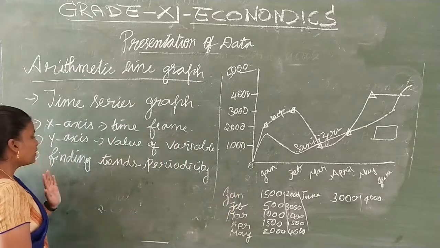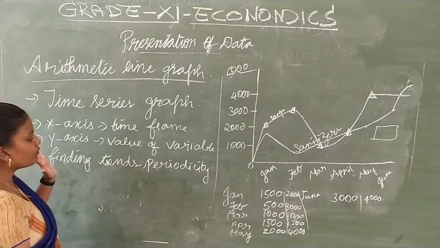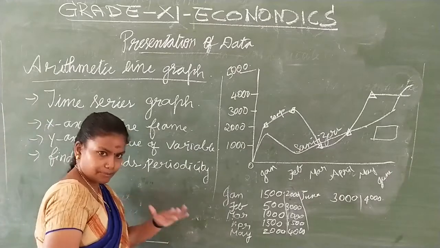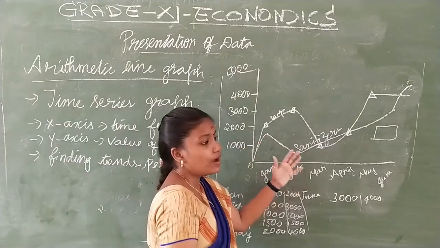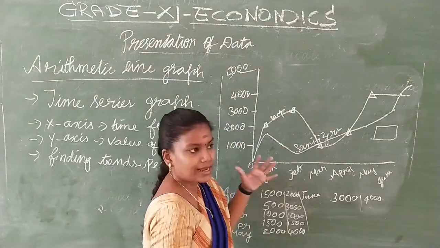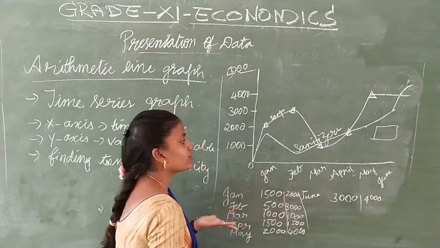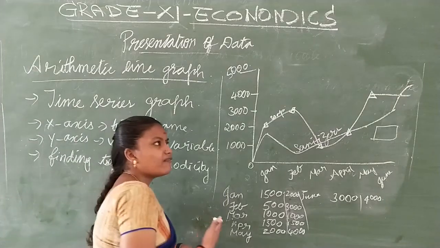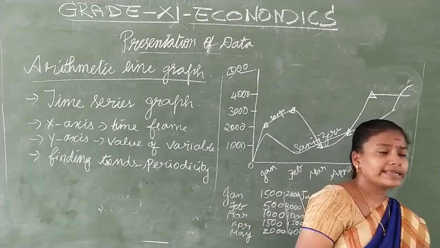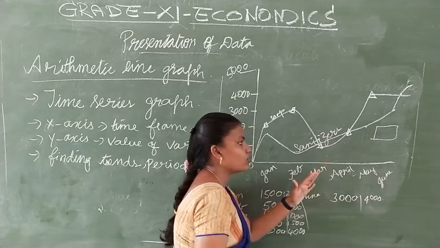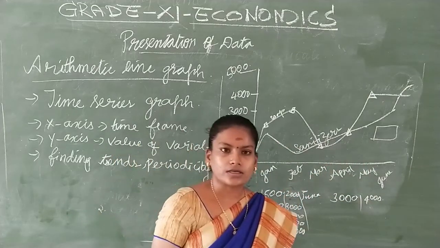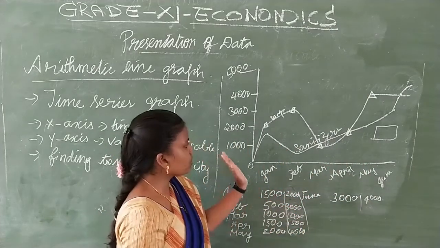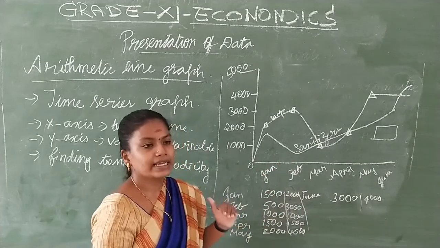Right, children? And then what do we do? It is used to find the trends at present. So it tells you about the trend, which is being sold more, the sanitizers or the soaps. So you find the trend. Okay, periodicity: after which level did people stop getting interested in that particular thing is also given by periodicity. Right, children? So this is how you present an arithmetic line graph.